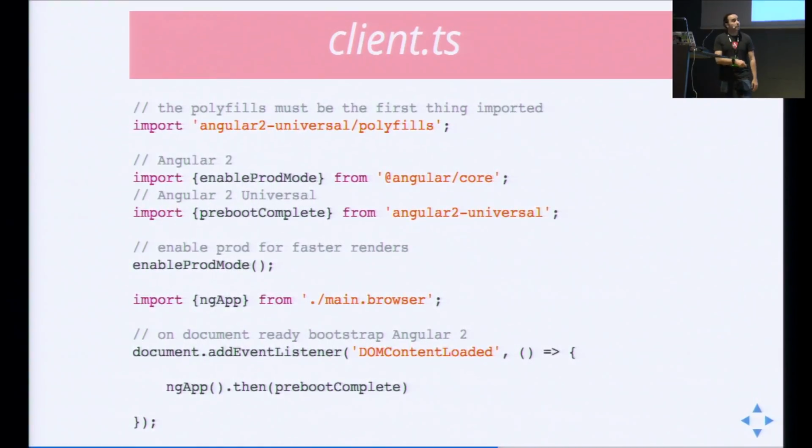And in this file, you will notice there is a universal module here. So we import the Preboot complete function. This function will tell Preboot to replay all the events. And you can see here, I'm bootstrapping my app and then passing the instruction to Preboot.